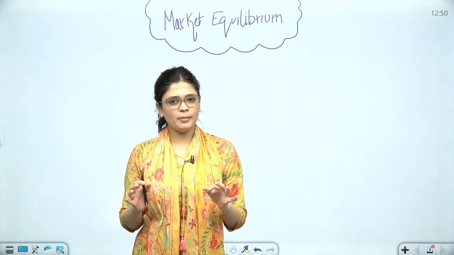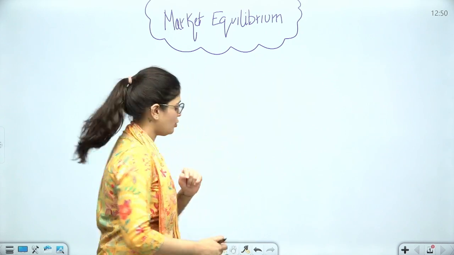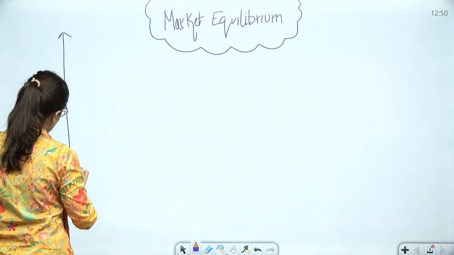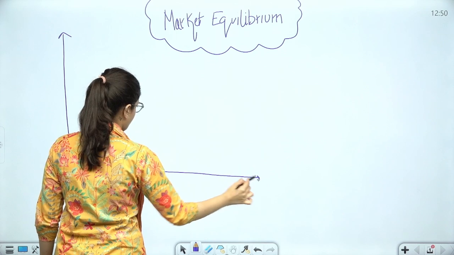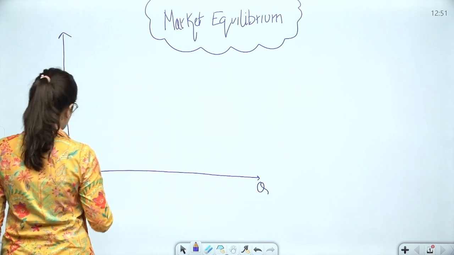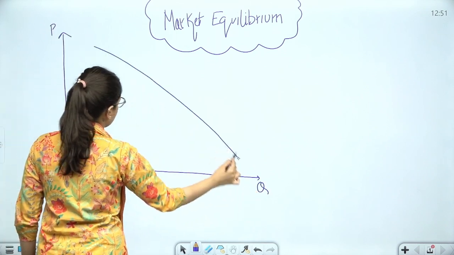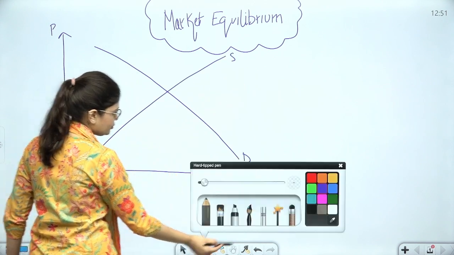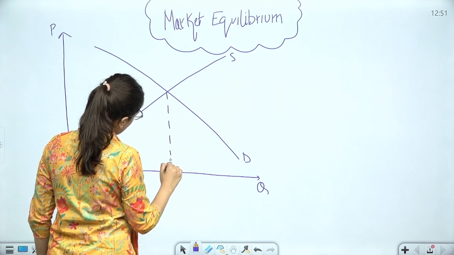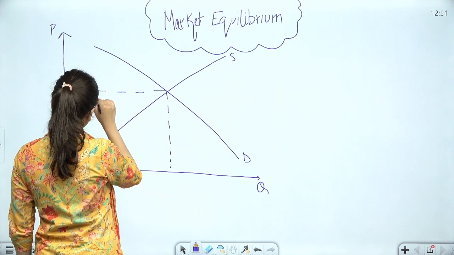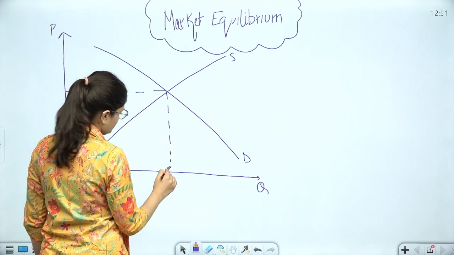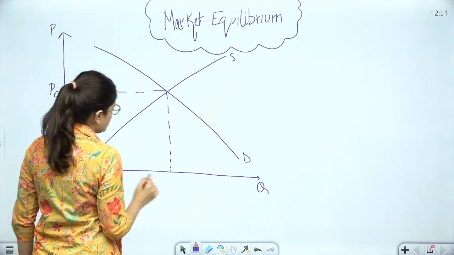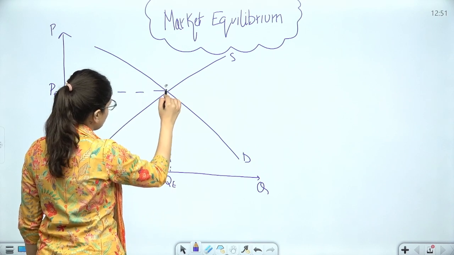Today we will be learning about market equilibrium case number 3. Okay. So let us make our graph again. There are two cases in this as well. We are talking about how the demand and supply curve move simultaneously because of some reasons. This is your equilibrium price, this is your equilibrium quantity, and this is your equilibrium point.